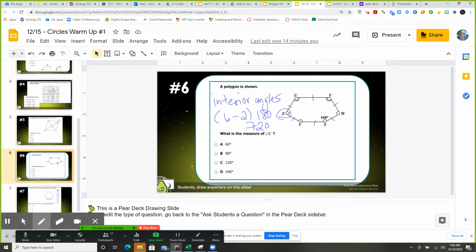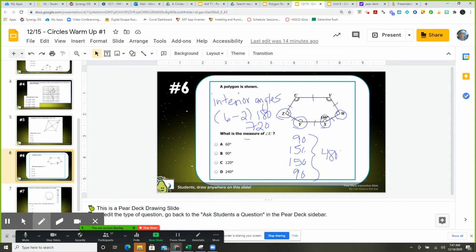Absolutely. So I've got a 90-degree angle. I have a 150, and a 90. So if I do angle Z, which is 90, plus angle Y, which is 150, plus angle X, which is 150, plus angle W, which is 90. It should be a 150, by the way, not a 105. Sometimes my brain puts things backwards. If I add all of those up, I should get 480.